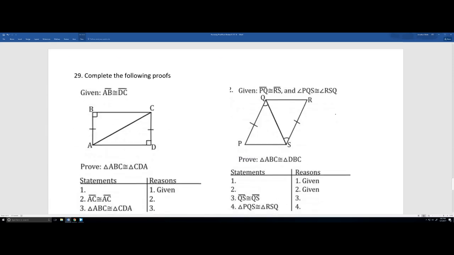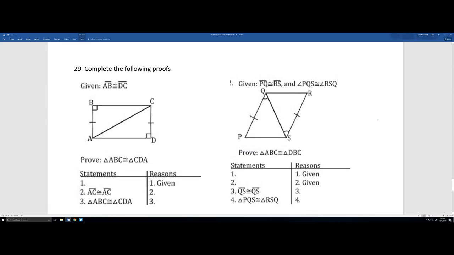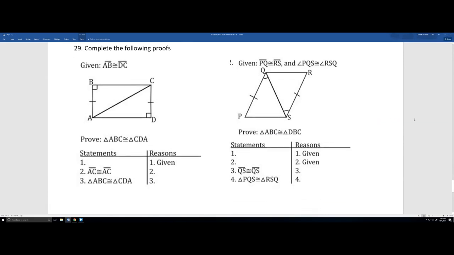All right. So coming up on the last page, I believe, we'll complete the following proofs. So if we're looking at this one right here, we have AB. This is given. AB is congruent to DC. Okay, and they mark it for us.